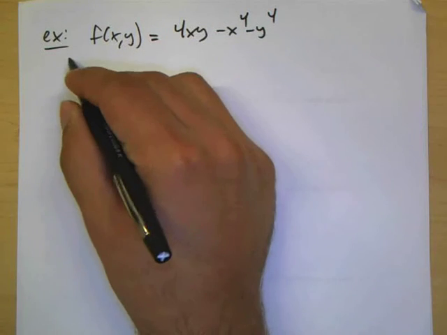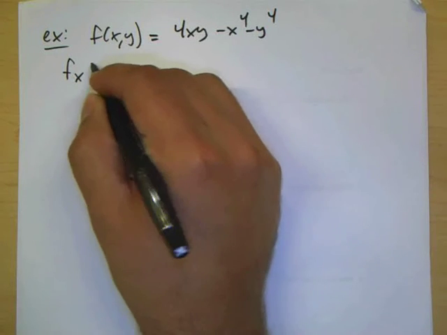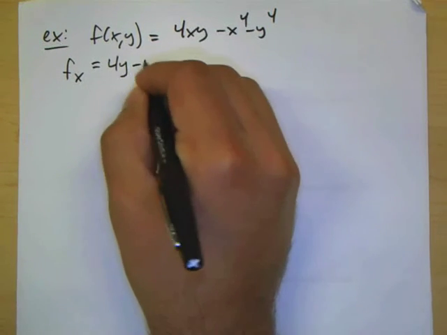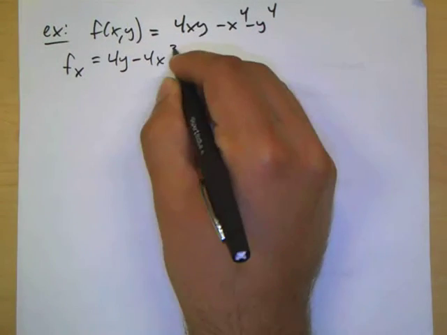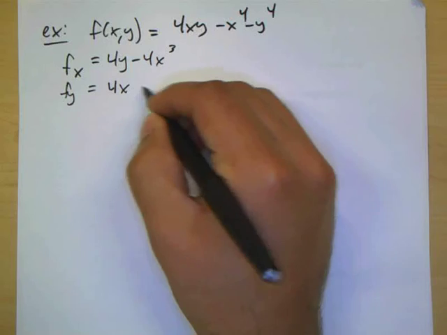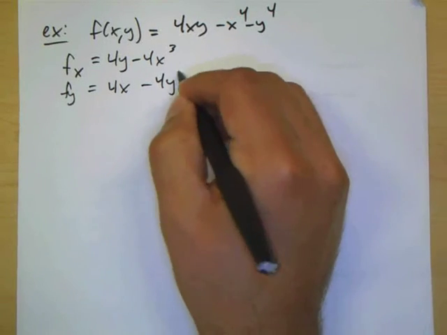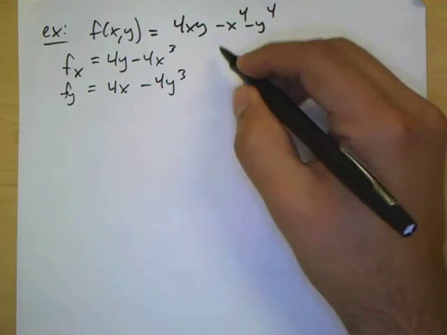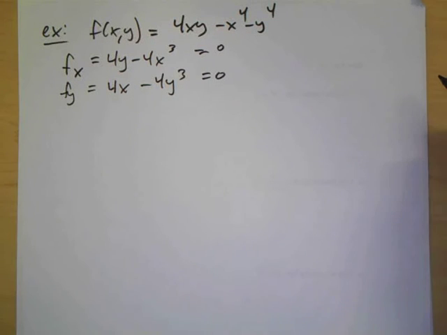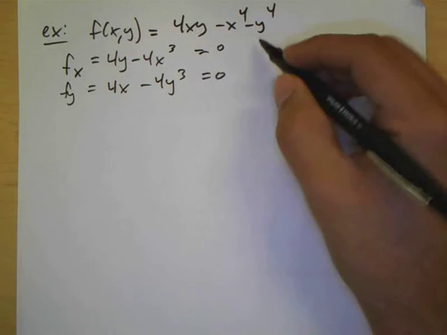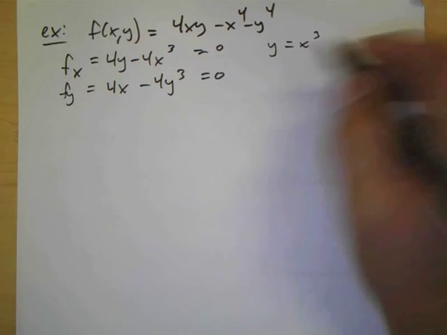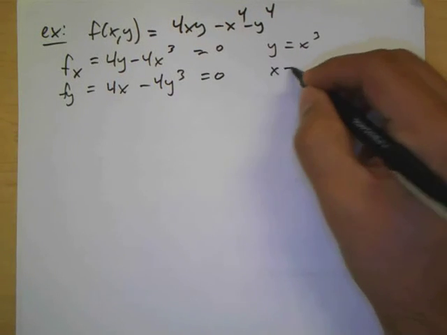Did we at least all take partial x? Yes. And did we all get 4y minus 4x cubed? Yeah. Okay. And when you did partial y, you get 4x minus 4y cubed. Now, if we set these to 0, here we get y equals x cubed, and x equals y cubed.